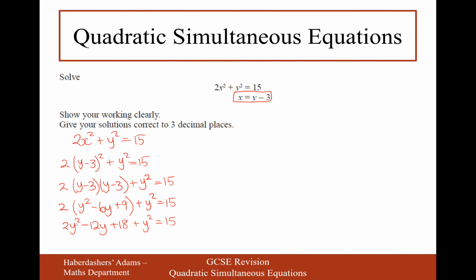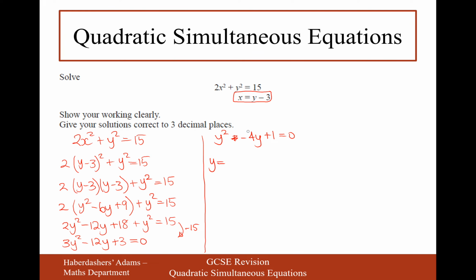Let's now simplify this. We've got 2y squared plus y squared, that's 3y squared minus 12y, and then we've got 18, but then we'll take away the 15 onto the other side as well, so that will give us plus 3 equals 0. Let's now take this equation and divide it through by 3, so y squared minus 4y plus 1 equals 0. And I don't think this one can be factorised, so we're going to have to use the quadratic formula.